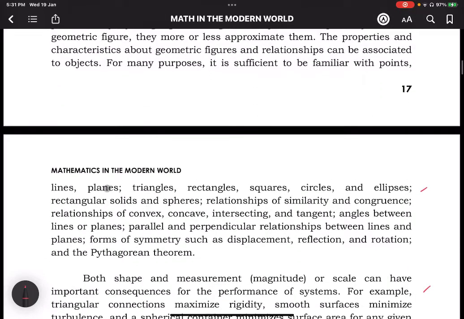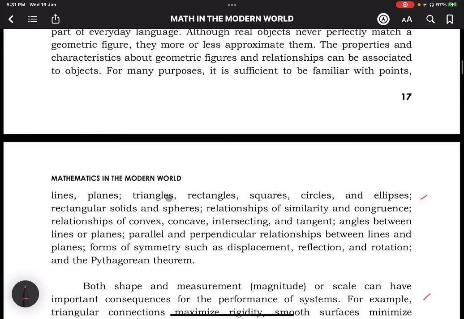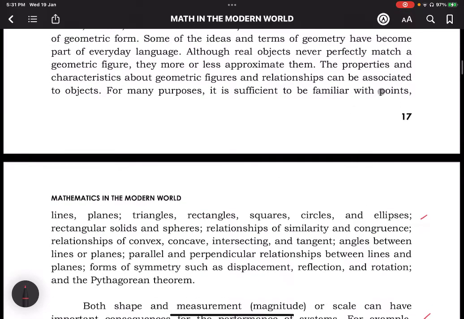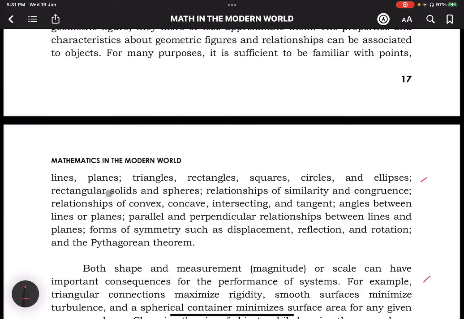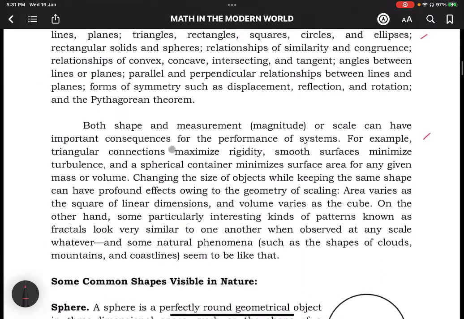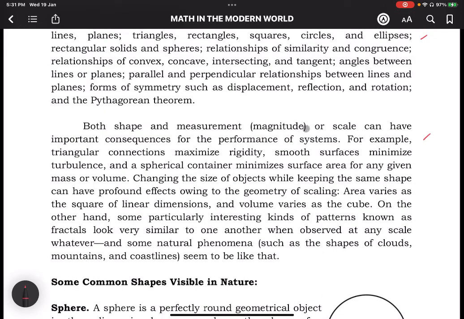So ano yung example nun? We have lines, planes, triangles. We have also points, squares, circles, and ellipses. Rectangular solids, spheres. Yan ang ating mga example. No? Both shape and measurement, magnitude, or scale can have important consequences for the performance of systems.